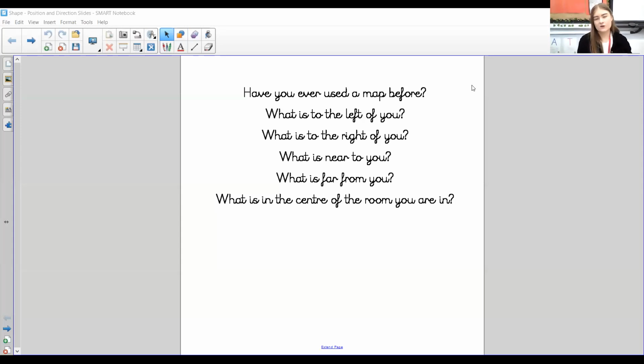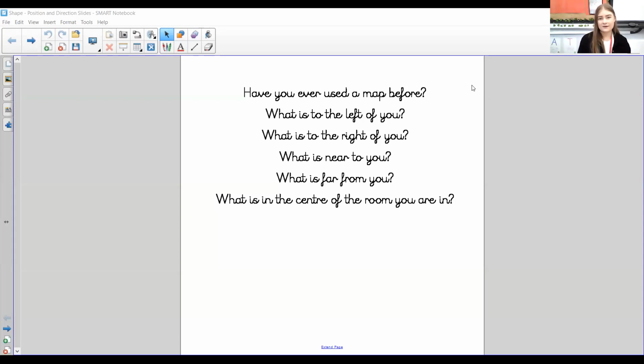Before we start then, I just want to ask you a few questions to get you thinking about maps. It links a little bit to being a geographer, because we are going to be looking at maps. Have you ever used a map before? Have a little think. When have you used a map before? I know I've used maps when I am lost, to find directions to somewhere, to know where to go, and to know what's around me. So I suppose it's good for our spatial awareness.